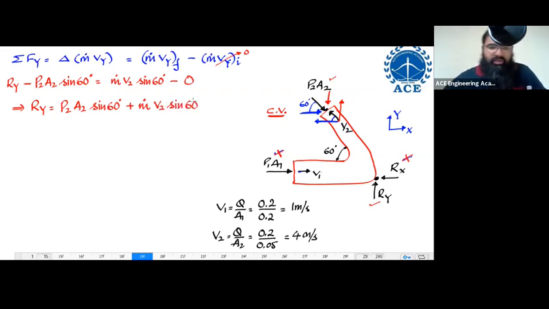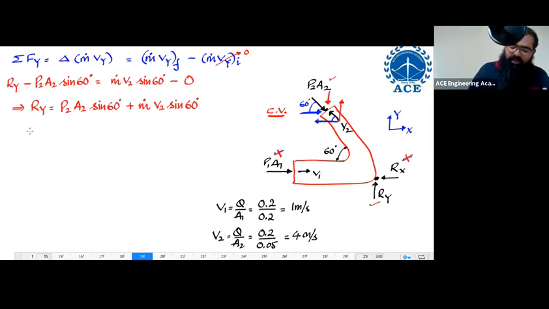I'm hoping that most of you have got this equation. Exit of the pipe is not open to atmosphere. If it was open to atmosphere, P2 value would have been 0. I did not give you the value 0 over here. It is not open to atmosphere.